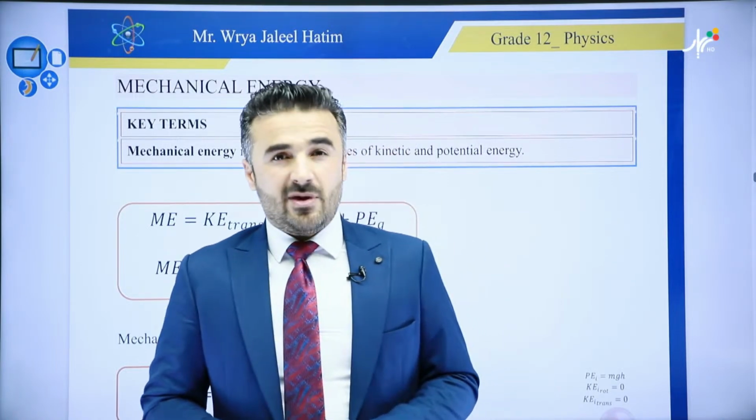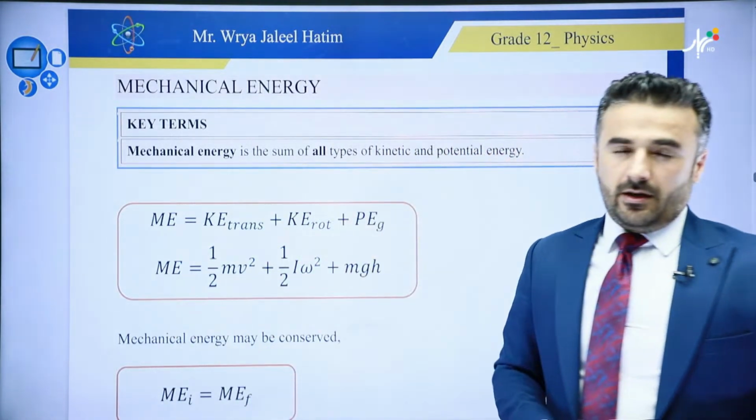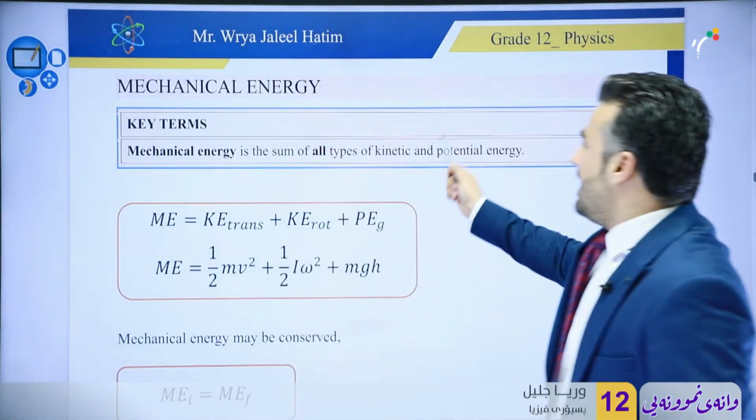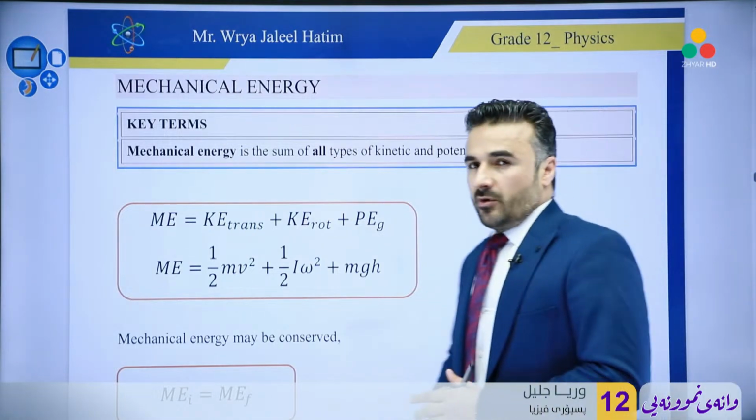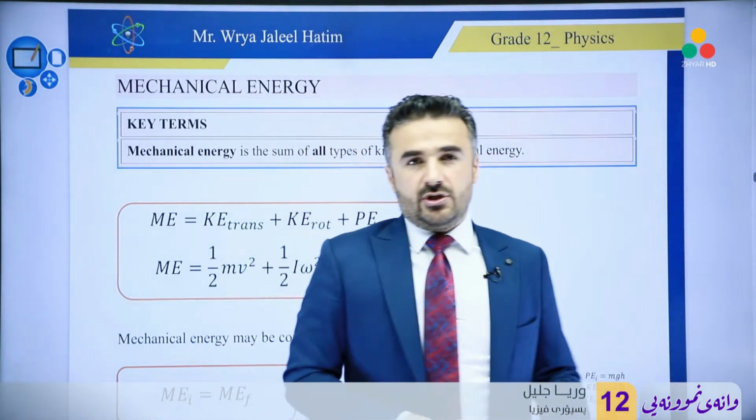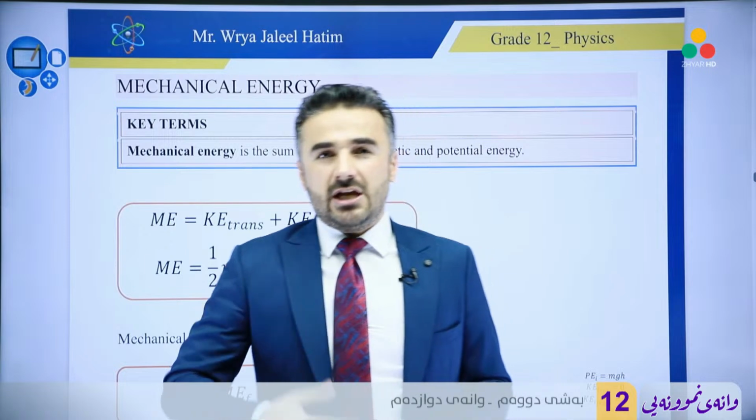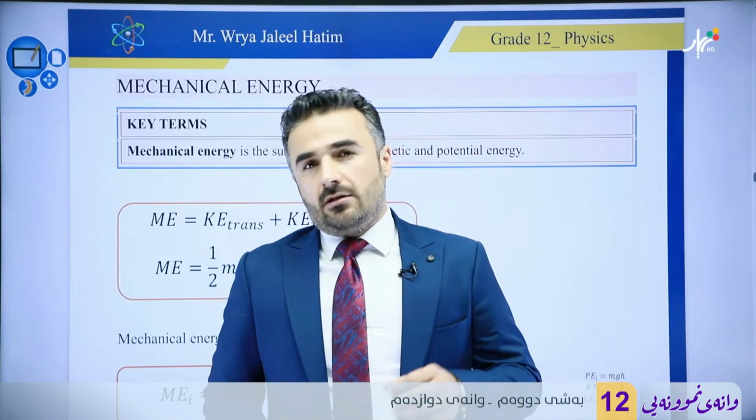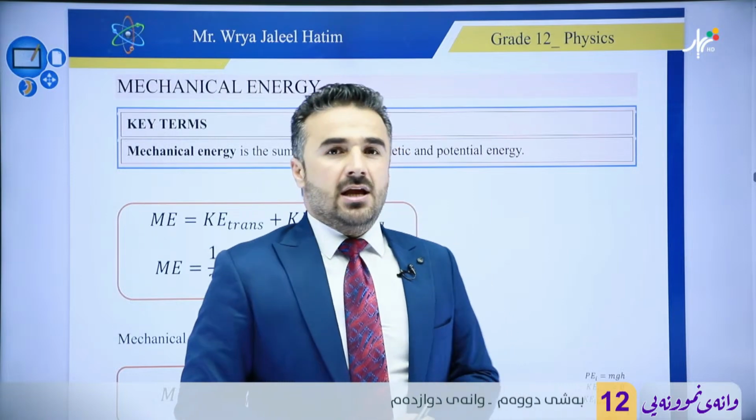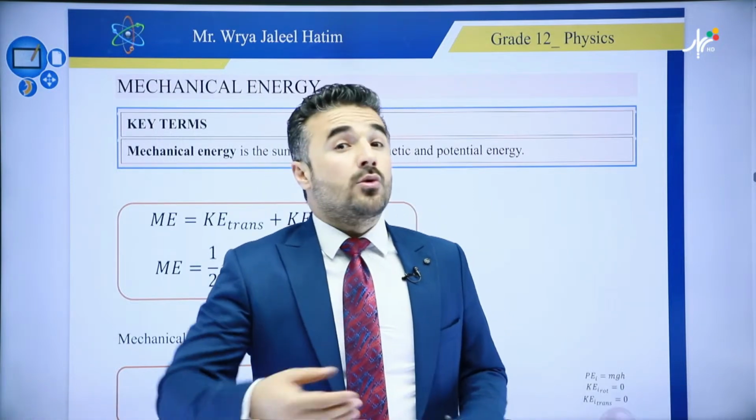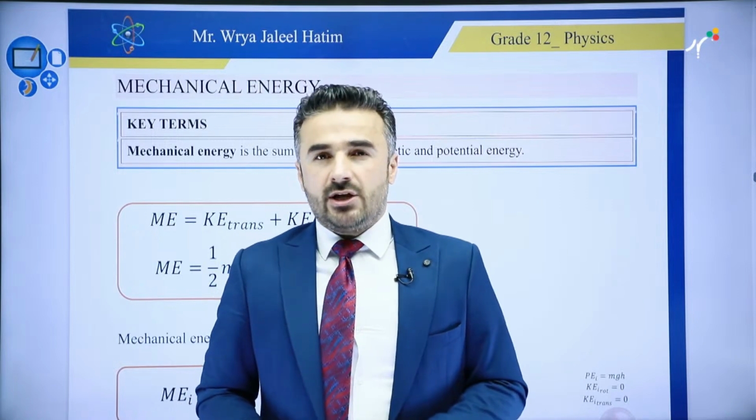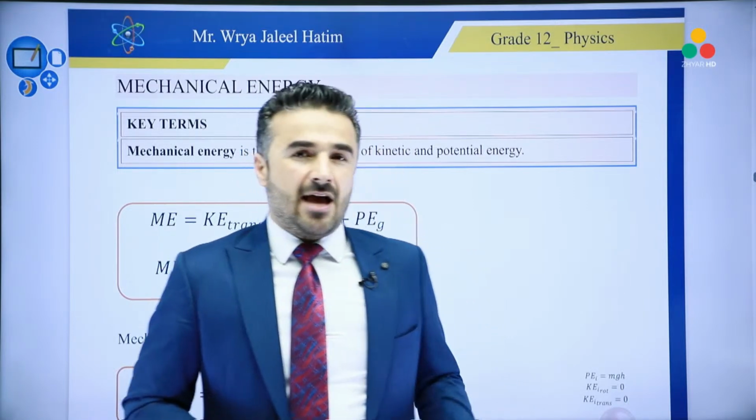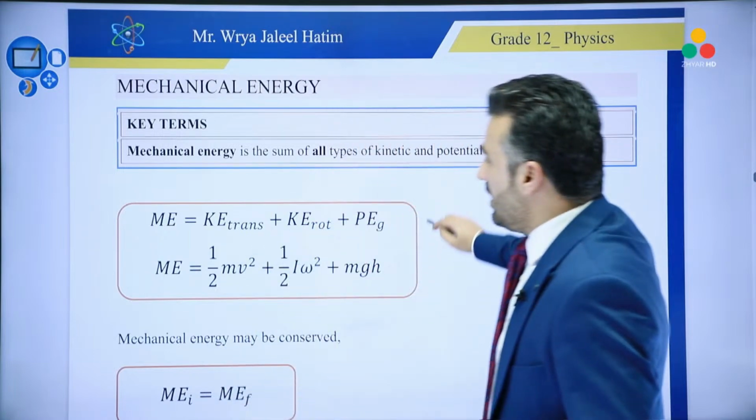In the previous lesson, if you remember, we talked about mechanical energy. Mechanical energy is the sum of all the types of kinetic and potential energy. In translational motion, we have kinetic energy and potential energy. But when it comes to rotational motion, we add rotational kinetic energy as well, because as long as the object is moving or rolling, there is a rotation, and this rotation adds to the total mechanical energy. So last time we talked about these equations.